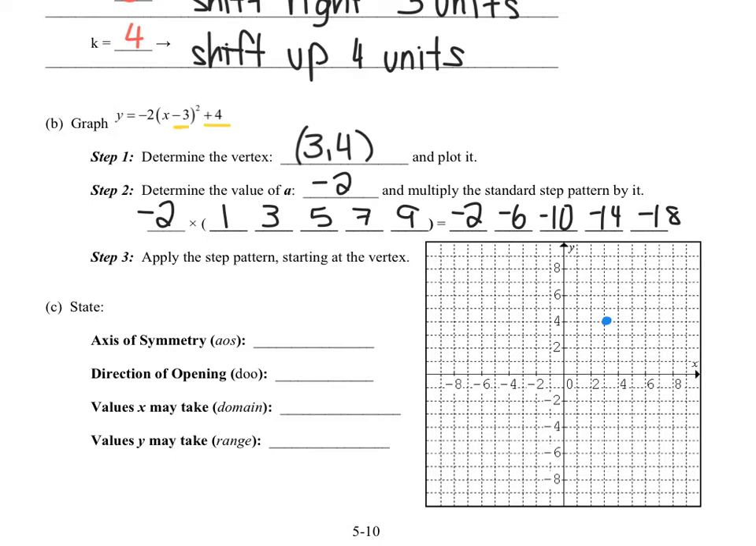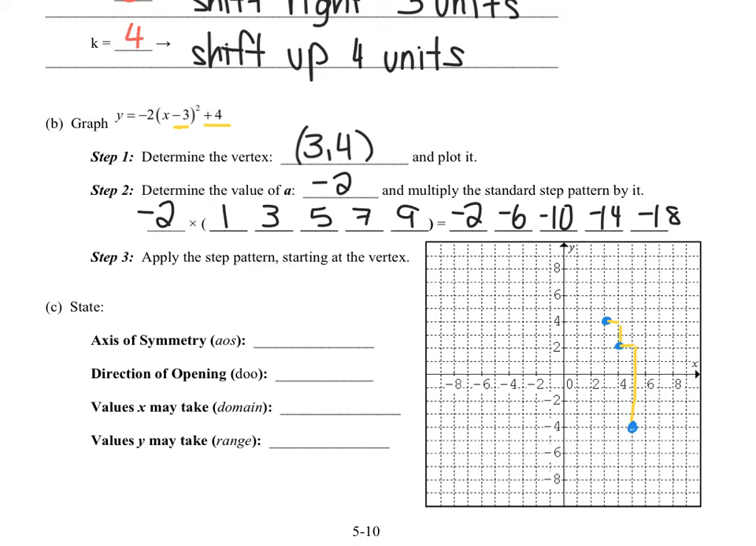Now, from this vertex, I'm going to apply that step pattern. So from the vertex, I'm going to move to the right 1, and then I'm going to go down 2, and I'm going to plot that point. Then I'm going to move to the right 1 again. Remember, always 1 to the right. And then down 6. And now I plot this new point. And then I'd go to the right 1 and go down 10, but that doesn't fit on my graph.